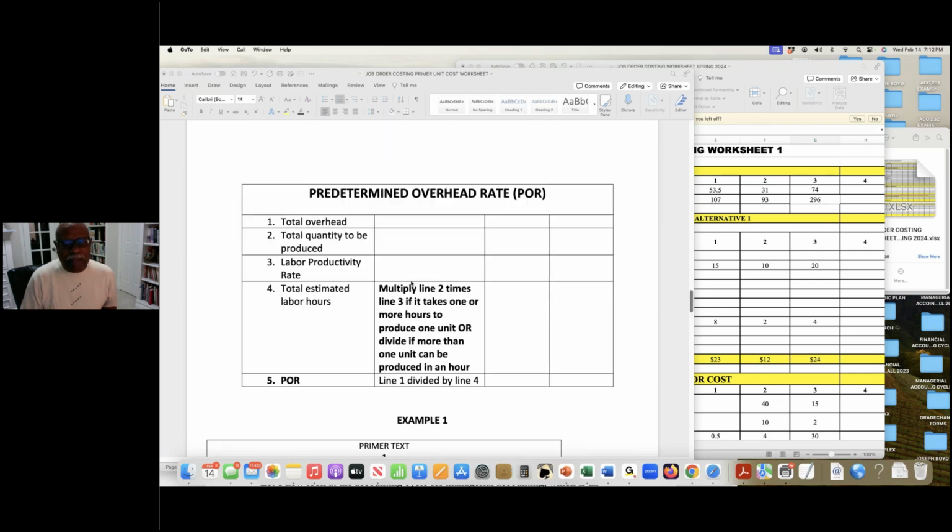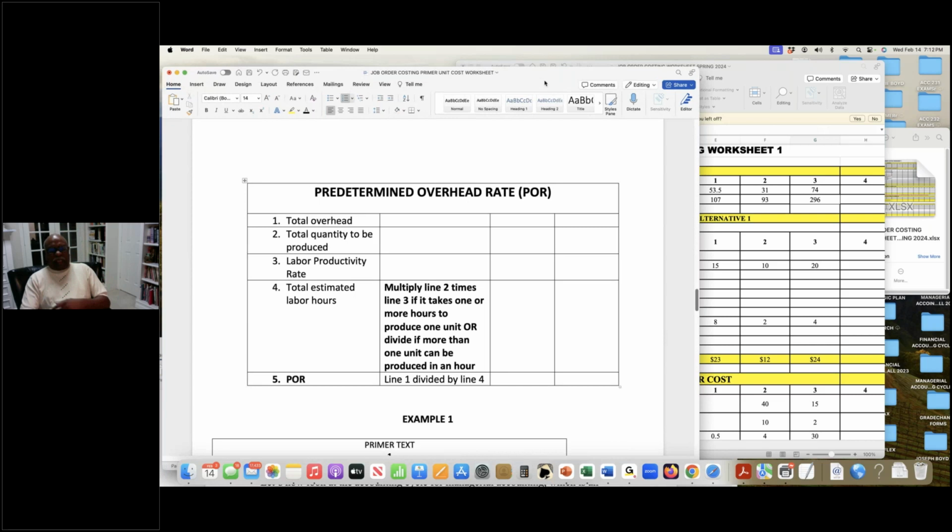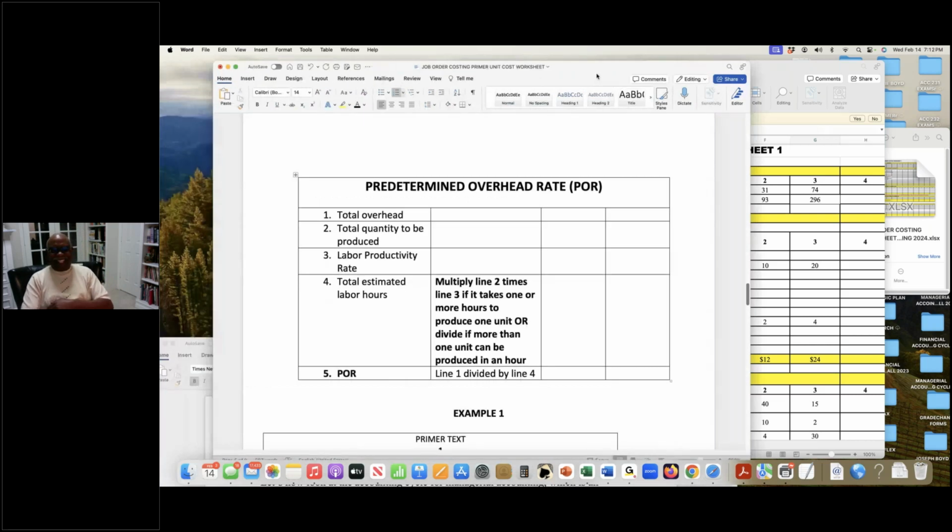Okay, let's talk about predetermined overhead rate briefly. And real quick, for what we just did, you said that if the hours per item is more than an hour, we multiply, but if it's less, we divide. If it takes more than an hour to make it, you multiply. But if you can make more than one in an hour, you divide. So you need to be practicing on all of those. I said work at least 2, but everybody could work most of them. Then you go through and make sure your calculations are correct.